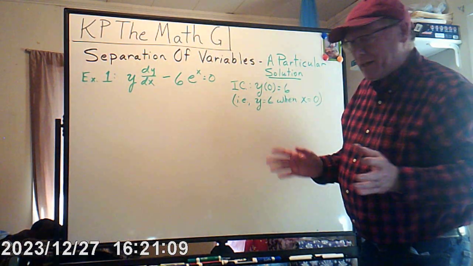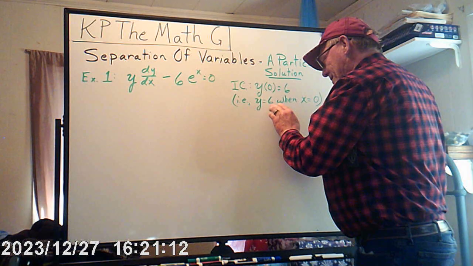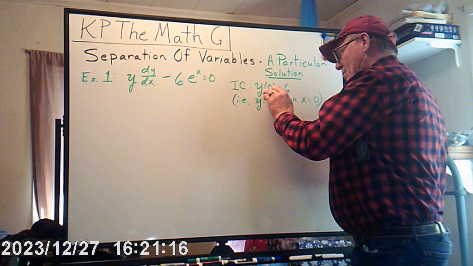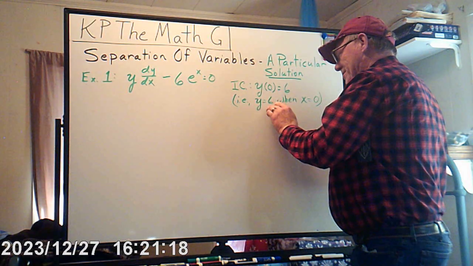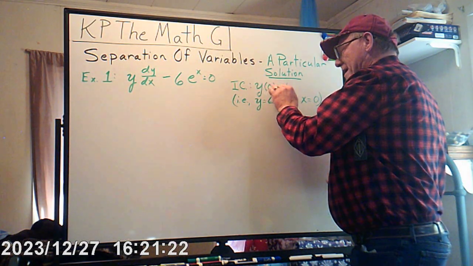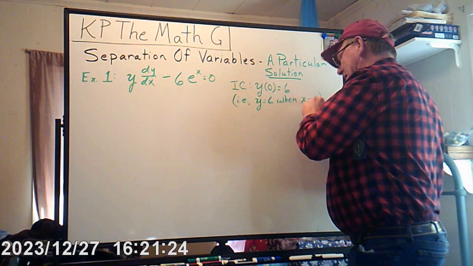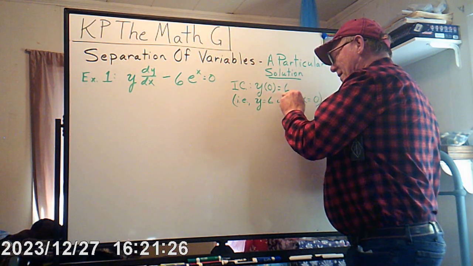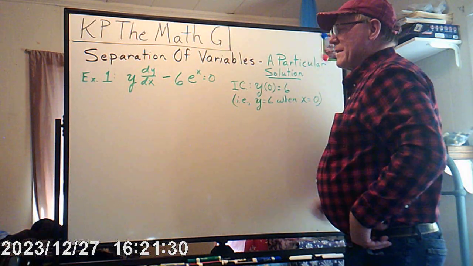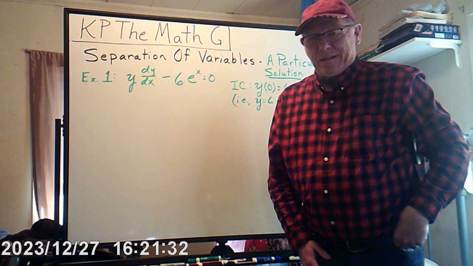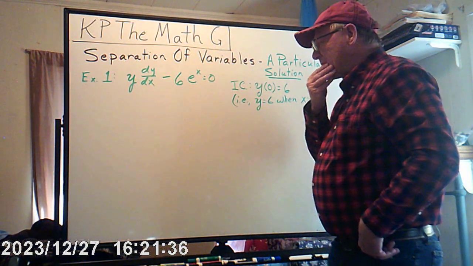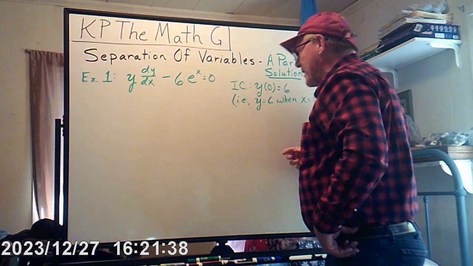So in the first place, you need to remember this is y at x. So y at 0 equals 6, okay. In this case, x is 0, and then the y value is 6. Keep that in mind. Just keep that in mind.